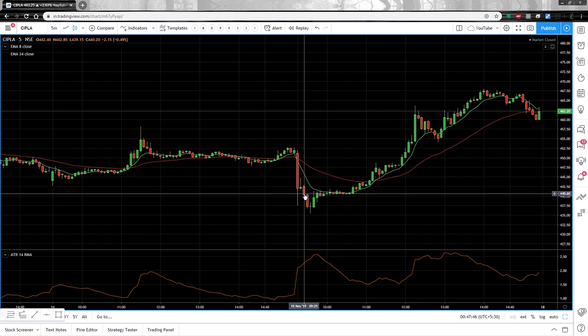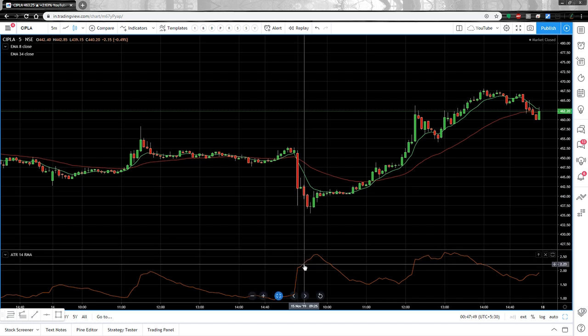Now have a look at the ATR. What is the value of ATR at that particular 5 minutes candle? It is around 2.26, right? 2.26 is the ATR value.